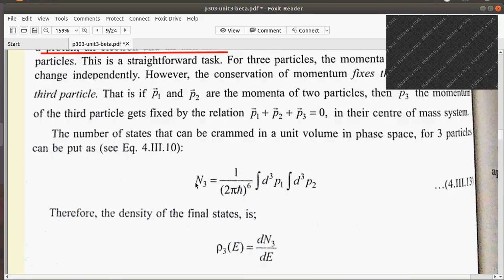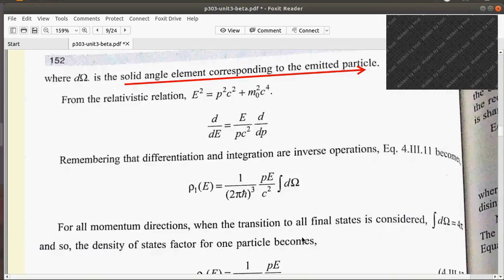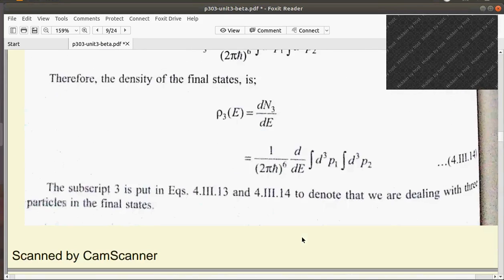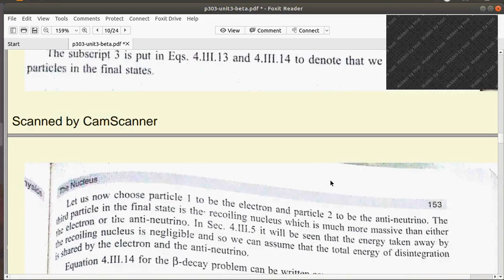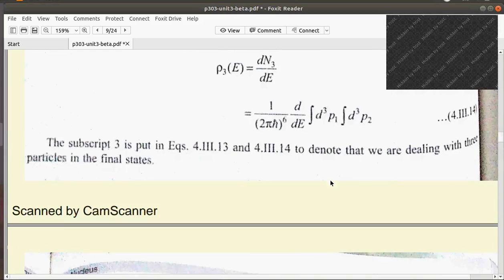So for n3 the density of states will be equal to rho 3 of E, that is dn3 by dE. Again we'll repeat the process that we have done for the first particle. So it is 1 by 2 pi h cut cube d by dE, d cube p1, d cube p2. Now this is your expression. We are not solving it right now, we have just kept it here.